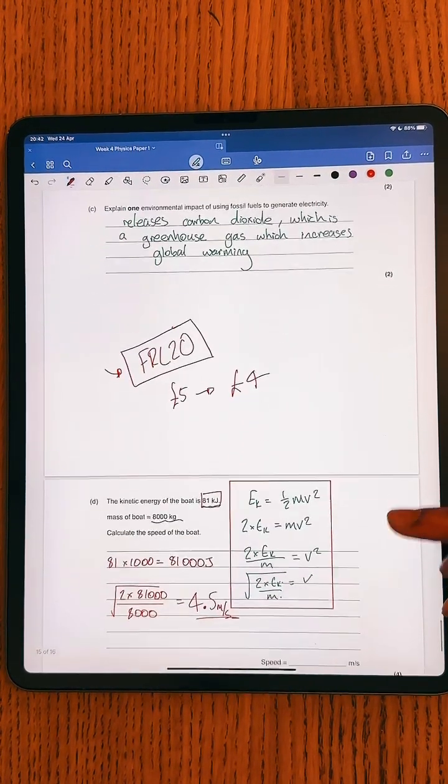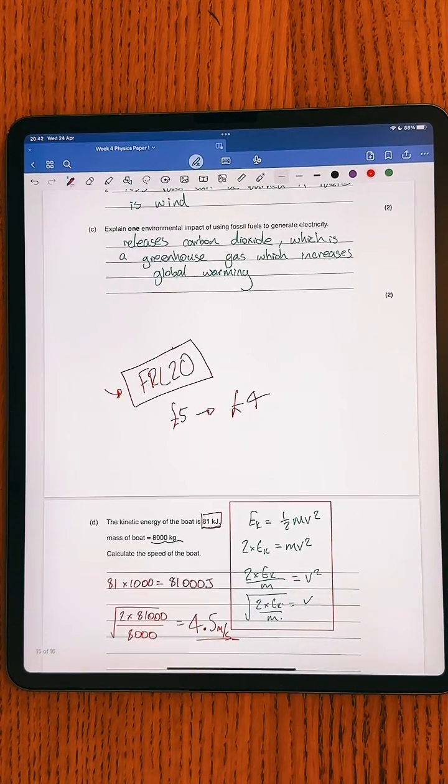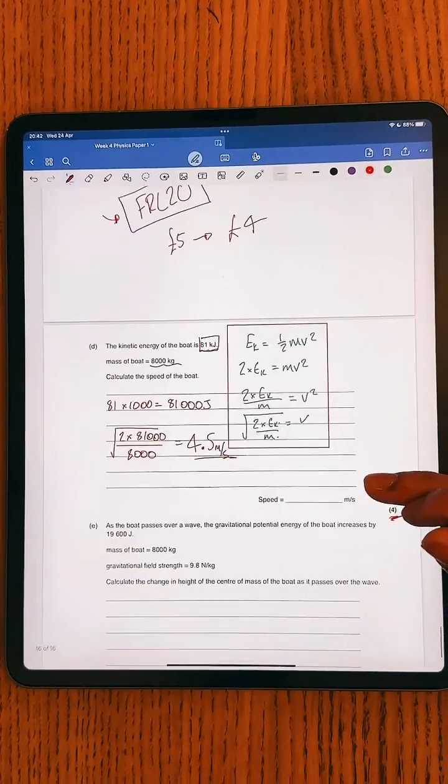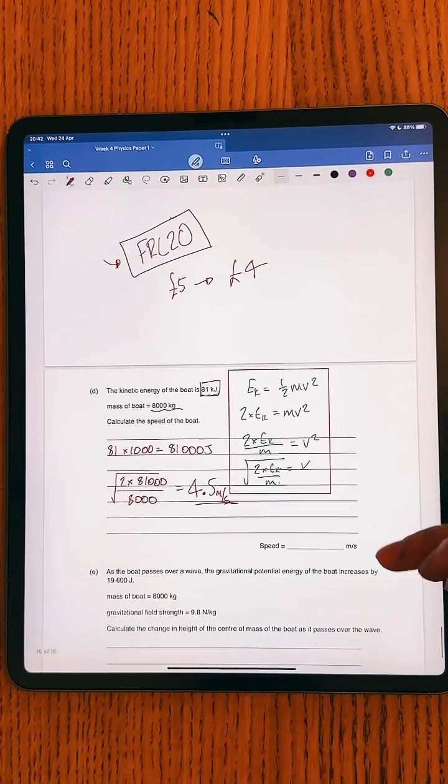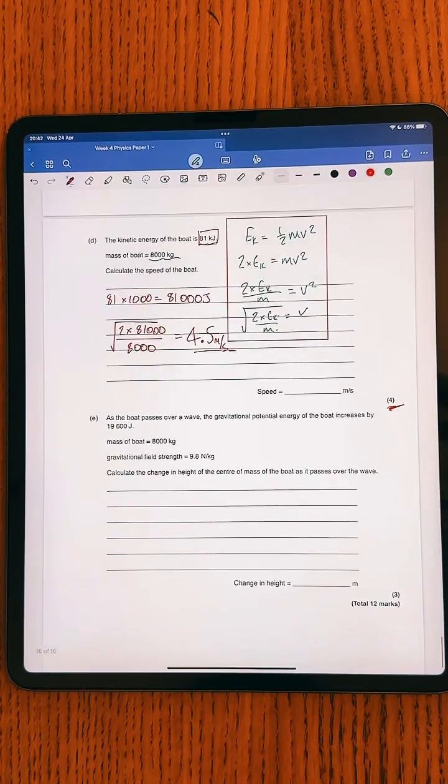So I tried to make everything as free as possible, but yeah. Okay. Let's do the last question then.